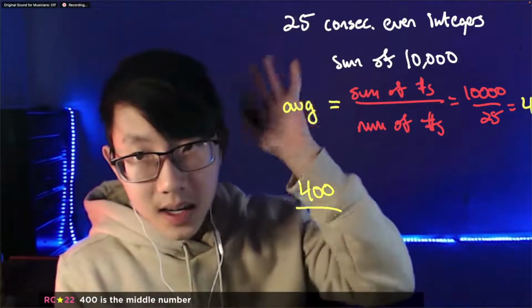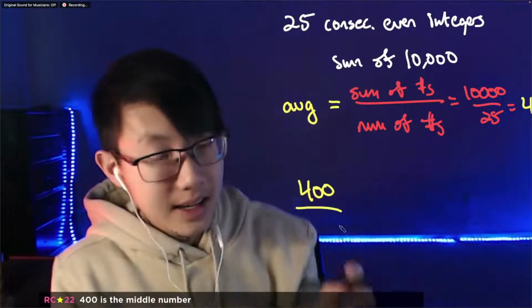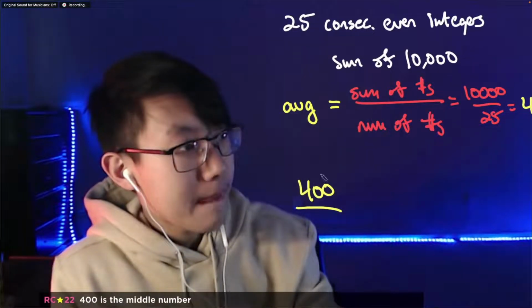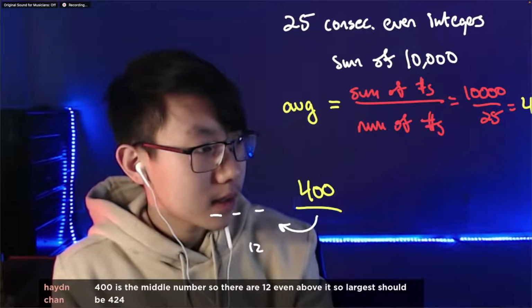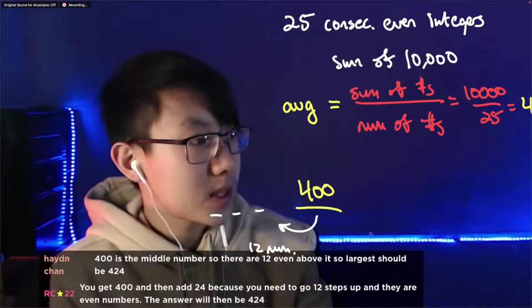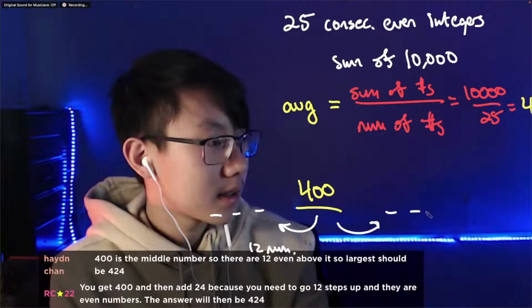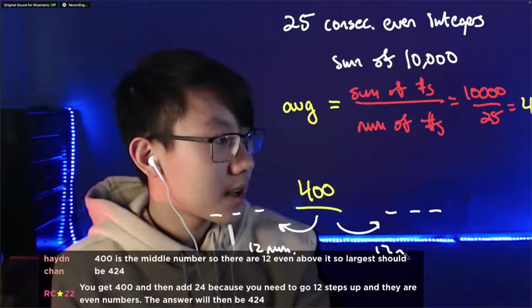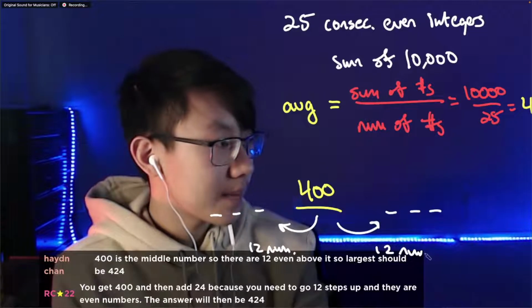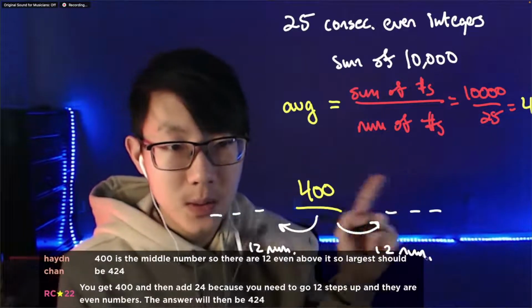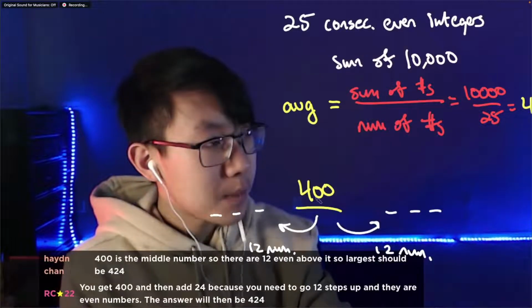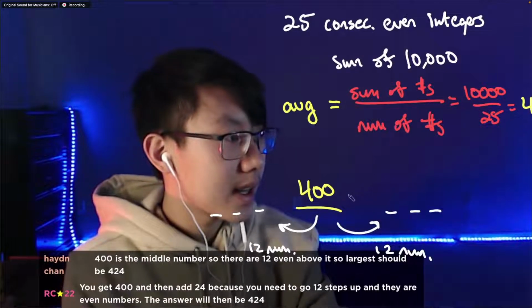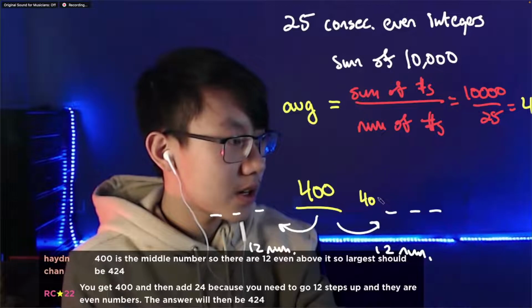What's nice about an odd number like 25 is that if this is the middle number, there's going to be 12 numbers this way, and there's going to be 12 numbers this way. So I want the largest one, right? Which means I only care about going this way. If you think about the number that's immediately after 400, it's consecutive even, right? So it's going to be 402.